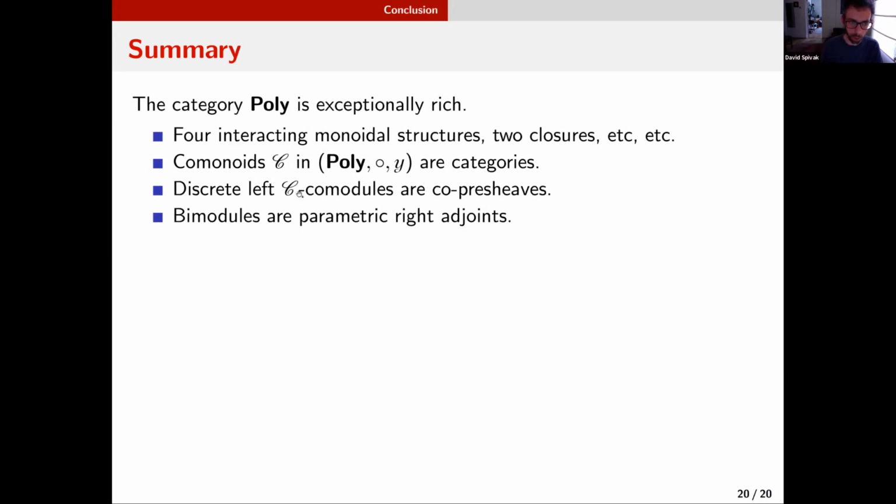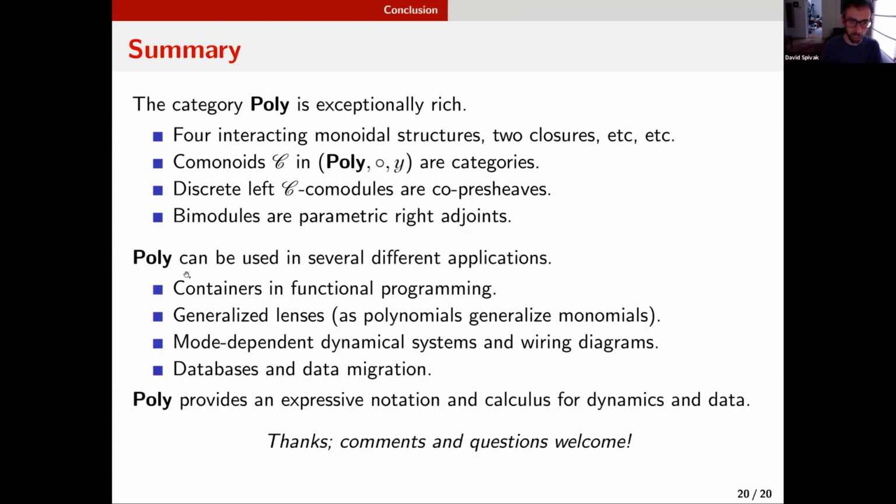Comonoids are categories. Discrete left comodules are co-presheaves. Bimodules are parametric right adjoints. But it can also be used in functional programming for generalized lenses, in mode-dependent dynamical systems, and in databases and data migration. So I think it just provides a very expressive notation and calculus for thinking about dynamics and data.